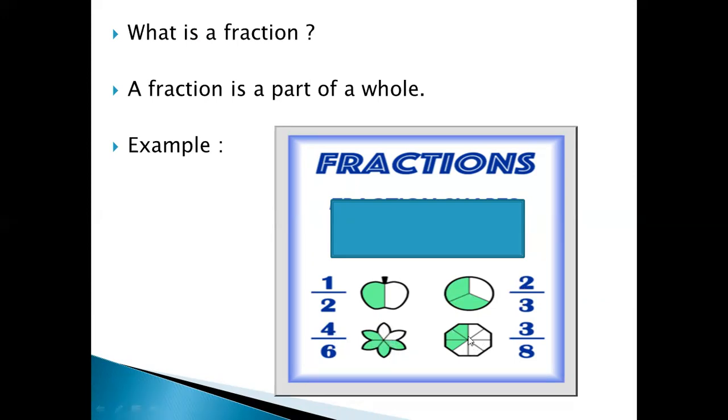Now look at this one. This is an octagon, and it has total 1, 2, 3, 4, 5, 6, 7, 8 parts. And out of these 8 parts, we have shaded 1, 2, 3. So 3 parts out of 8 parts are shaded.